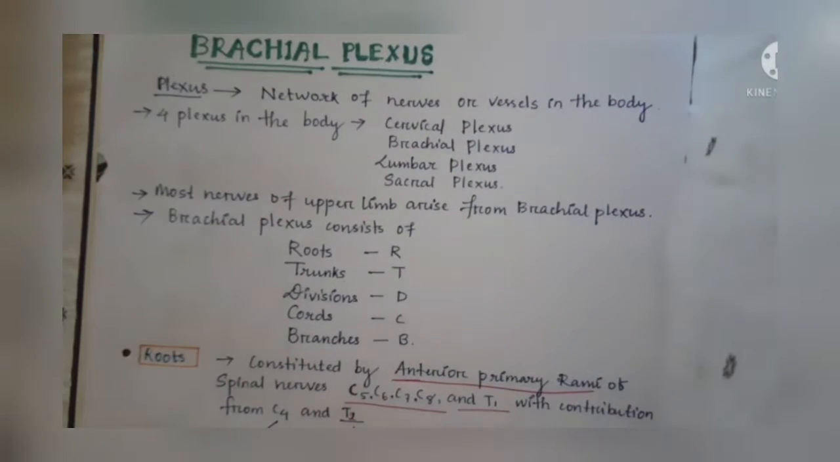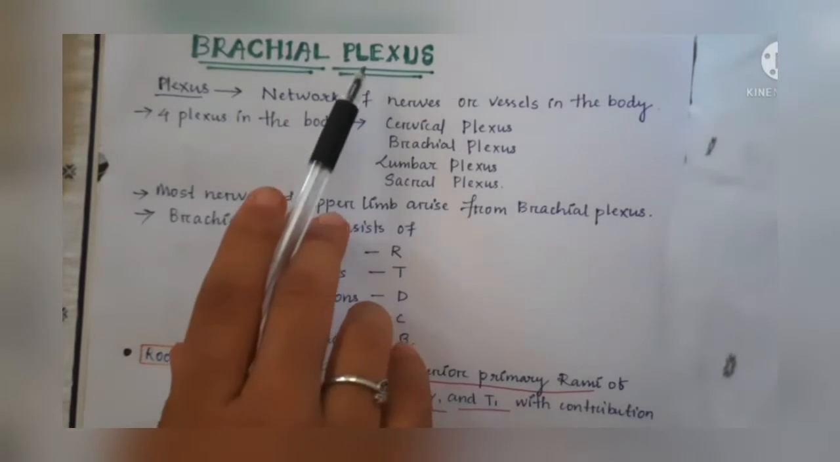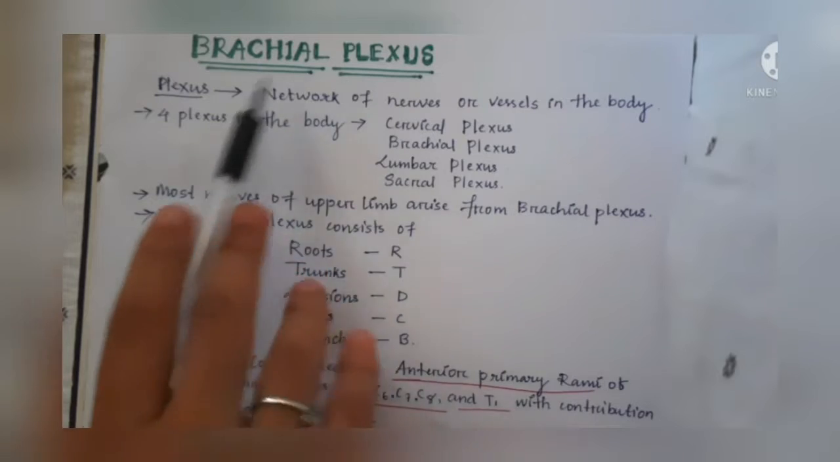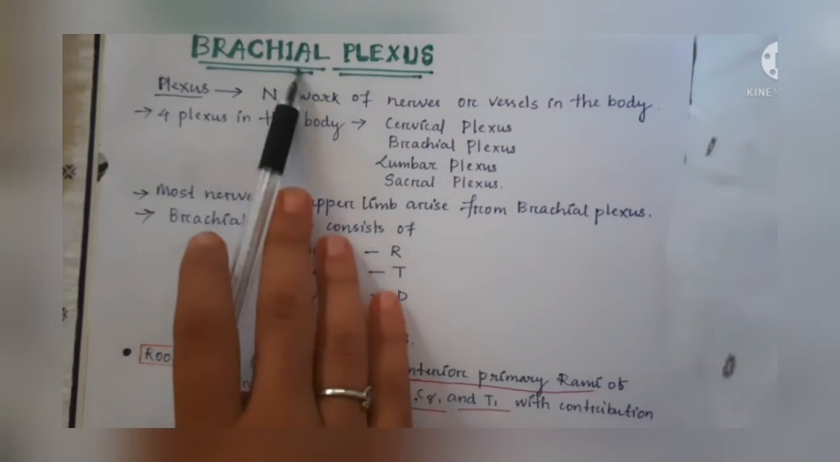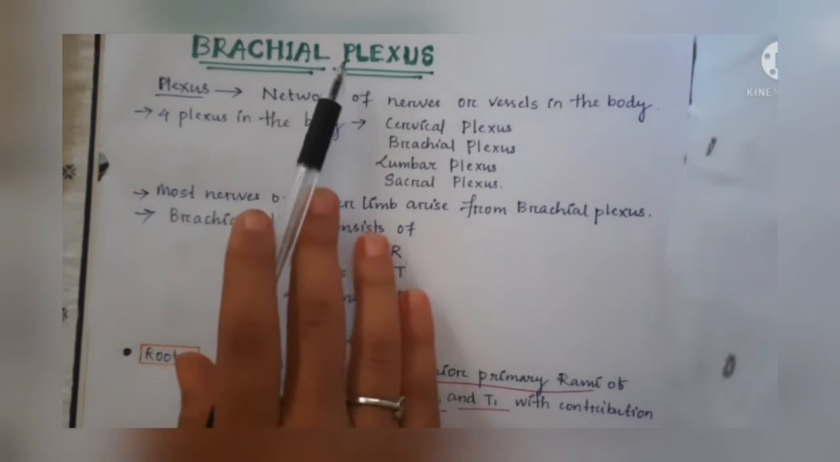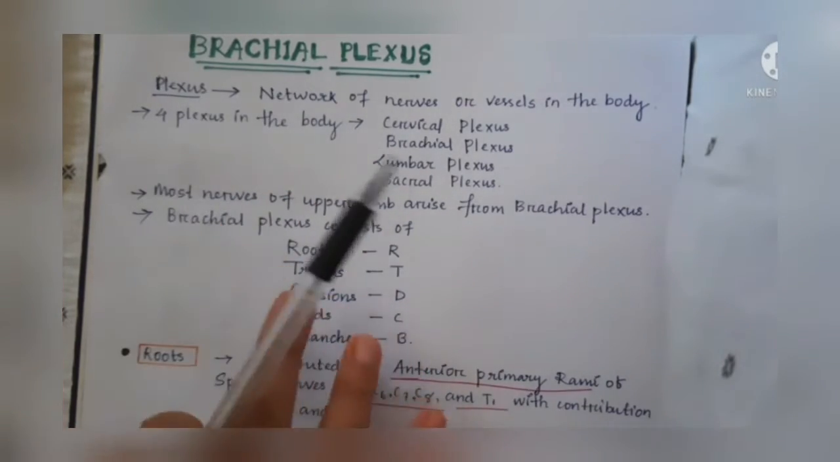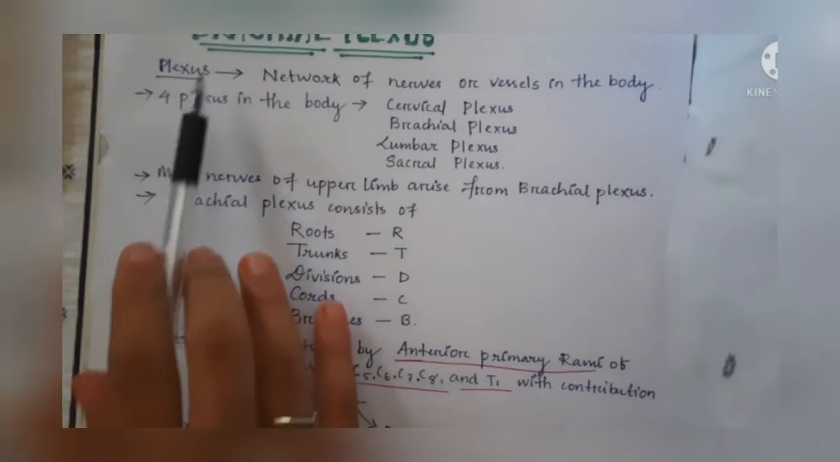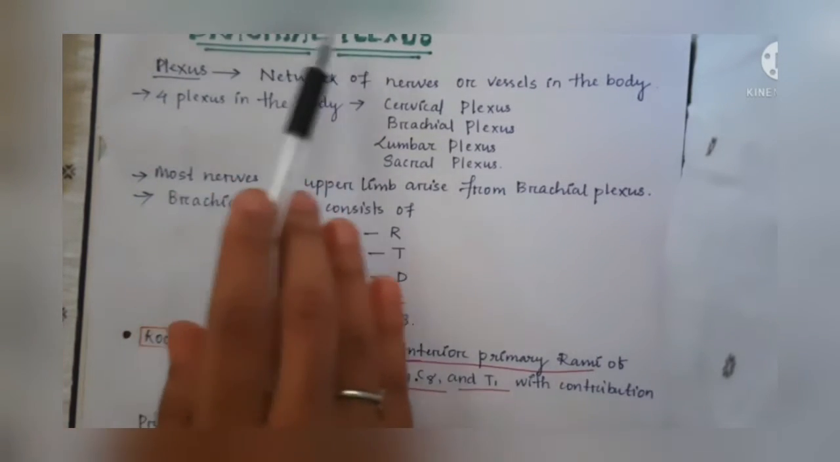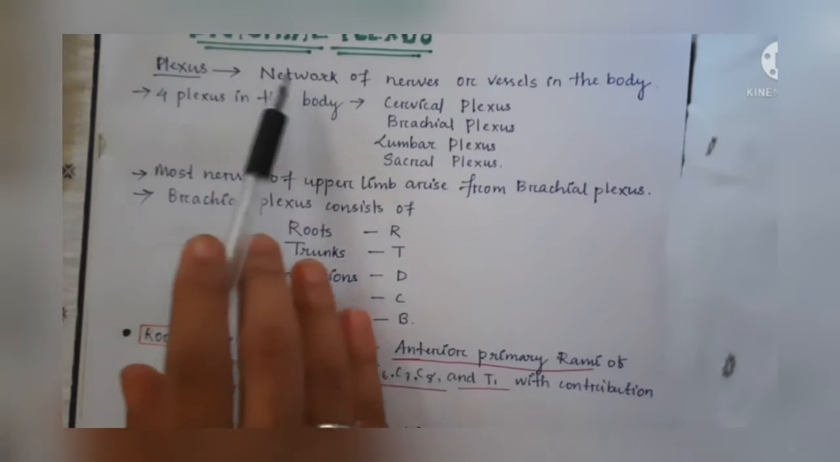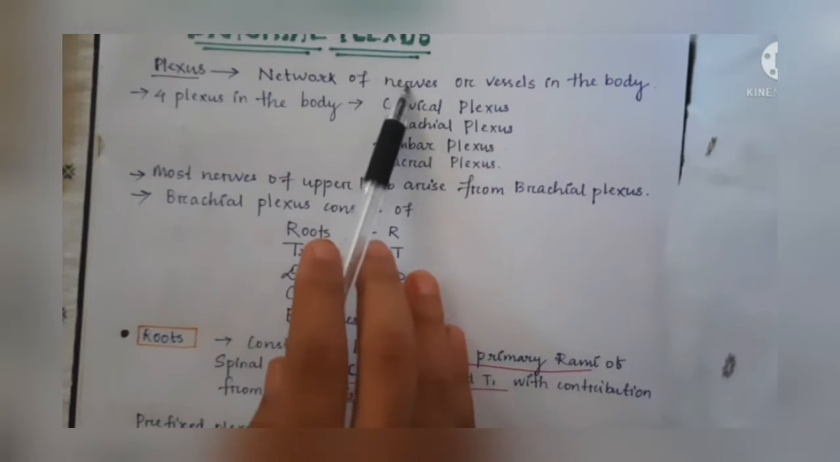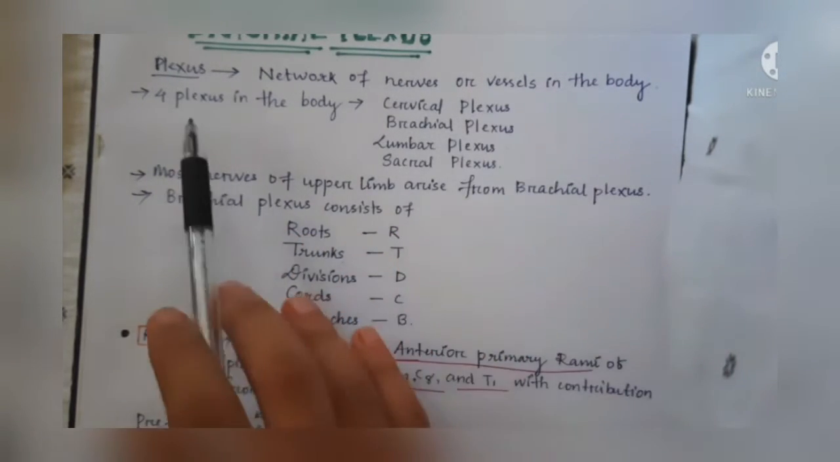Hello friends, I am going to start a new topic, that is brachial plexus. In the upper limb, it is a very important topic and it may come as a long question alone. Then let's start it. First of all, what is plexus? Plexus is a network of nerves or vessels in the body.